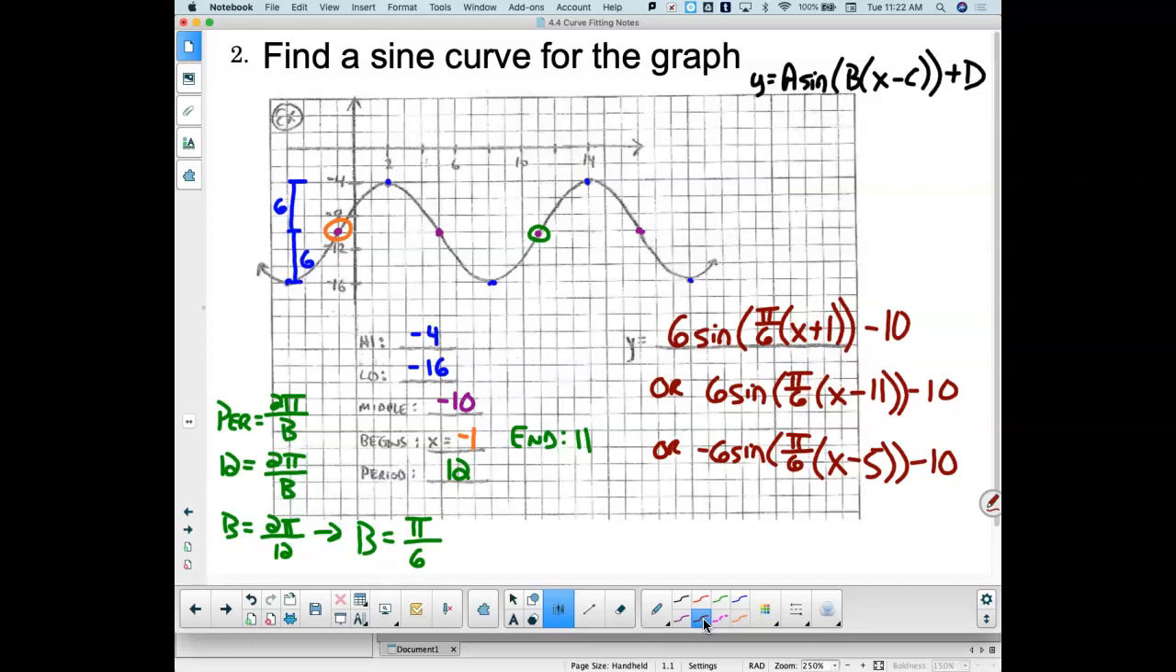then minus 10. Why is the amplitude negative? Because now I'm starting at this one, and I'm going down next. You know what I mean? So I'd have to flip it. Likewise, I could have done negative 6 sine of pi over 6 times x minus 15, 16, 17.